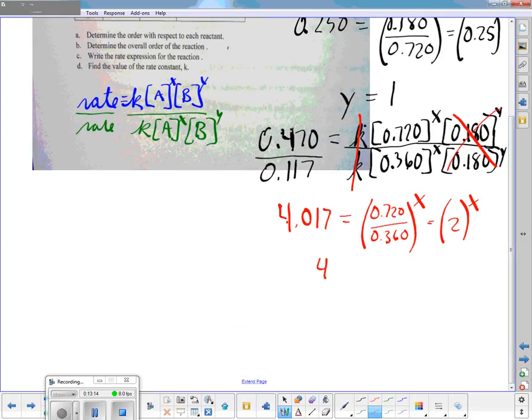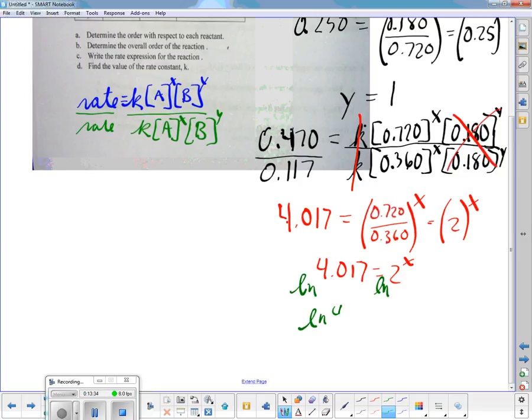So I have 4.017 equals 2 to the x power. How do I get the x down? ln. So we're going to do ln on both sides. When I do that, on this side I'll get ln of 4.017. On this side it becomes x ln of 2, because the exponent will come down in front.